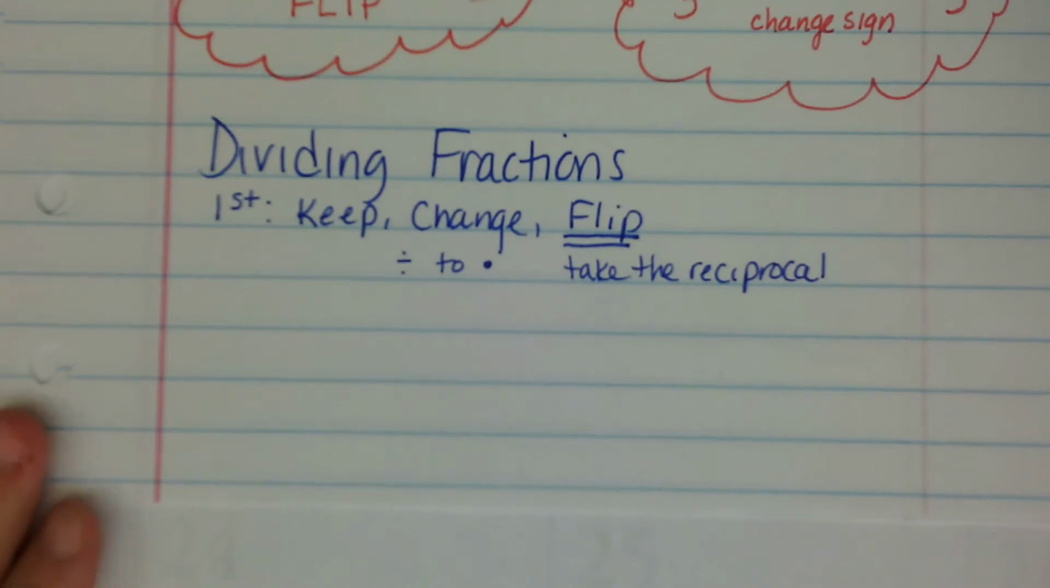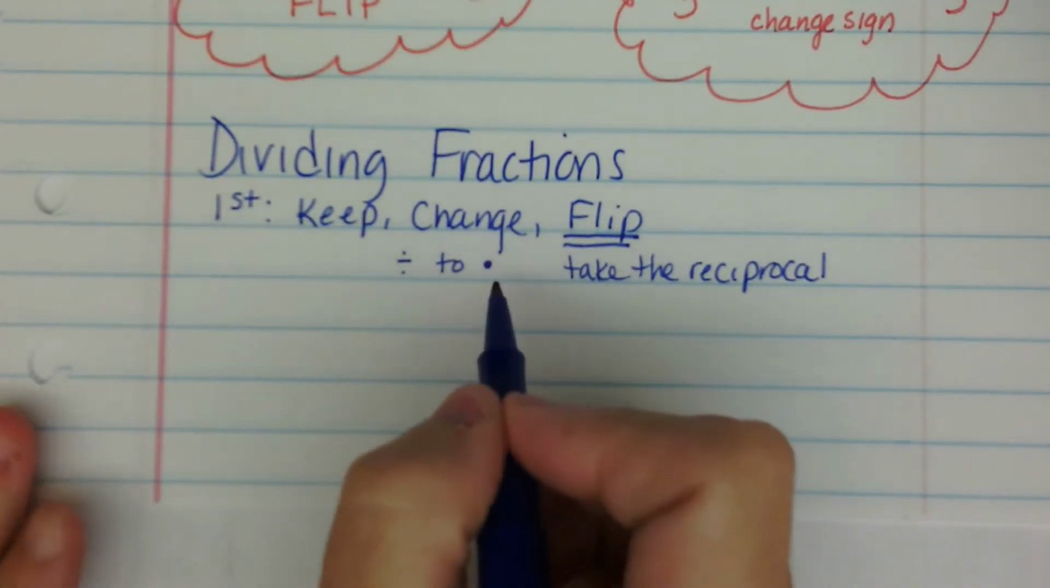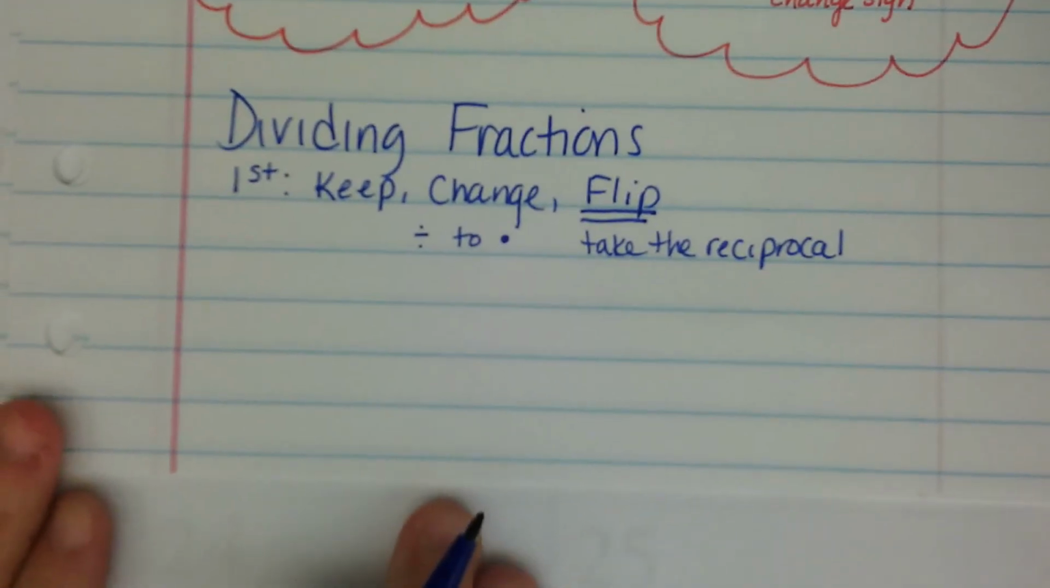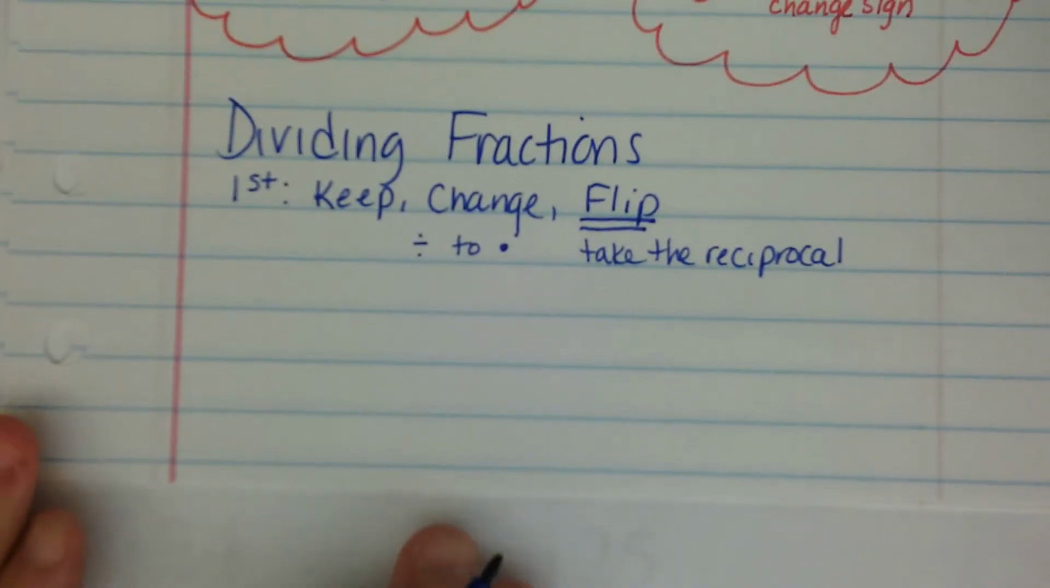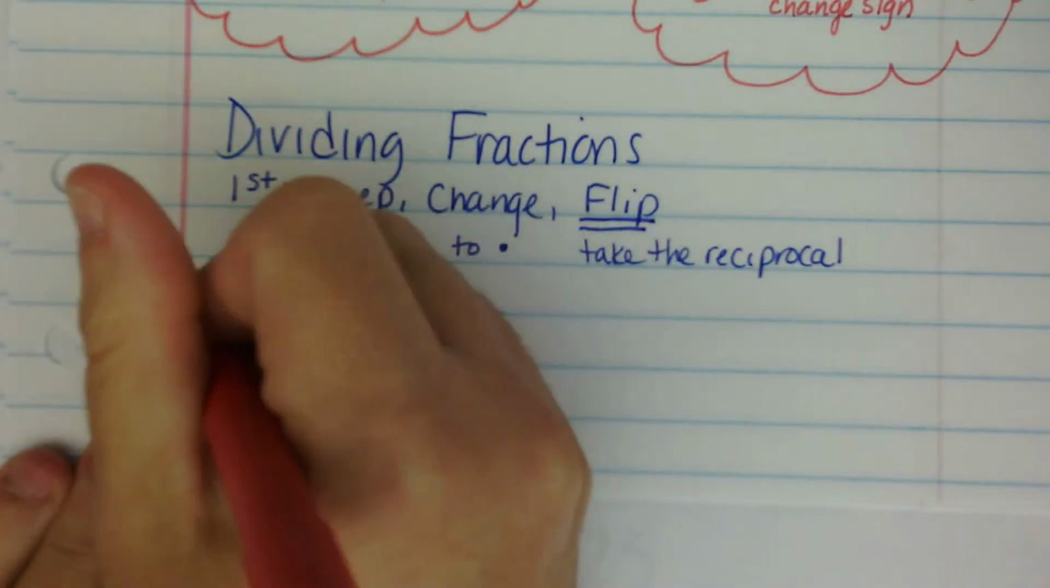Okay? So you're going to keep the first term. You're going to change your division to multiply, and then you're going to take the reciprocal of the second one. And then you can go ahead and do your multiplying fractions business that you're normally doing. So let's take a look at an example. And we are going to take a look at example 1.